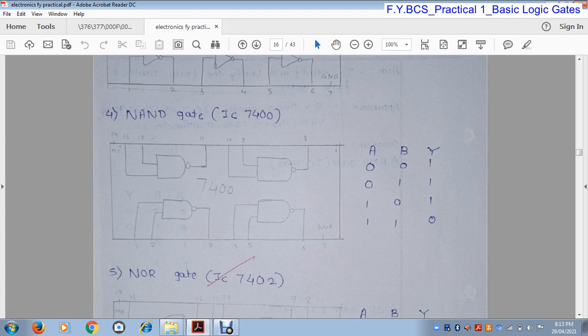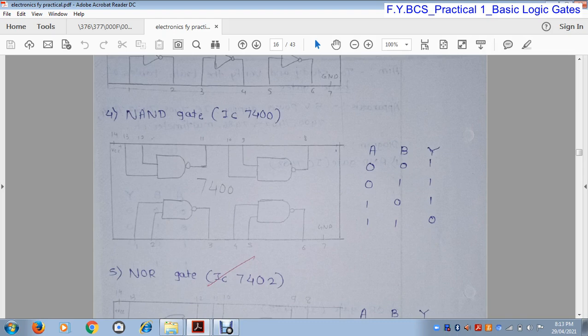The NAND gate performs the reverse operation of the AND gate. Basically, the NAND gate is the inverse of the AND gate. So this is the truth table of the NAND gate, where A and B are inputs and Y is the output. We know that the NAND gate performs the opposite operation to the AND gate, so basically it is the inverter of the AND gate.